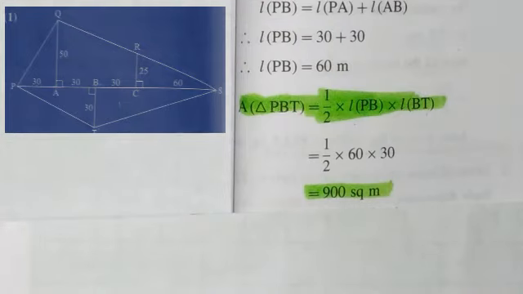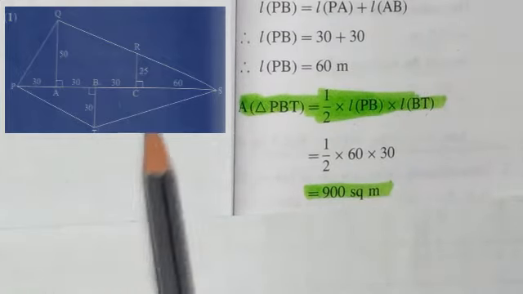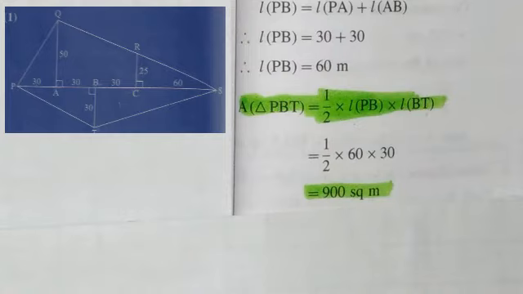Now students, similarly we have to find out the area of this remaining section. For that, in the triangle TBS, here we don't know BS directly, but we know BC and CS.